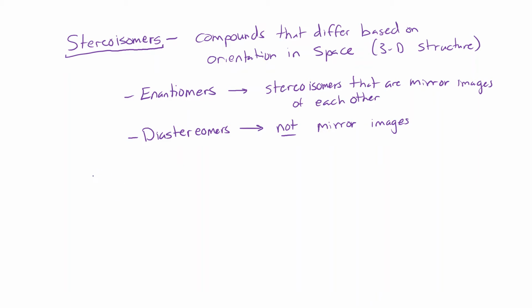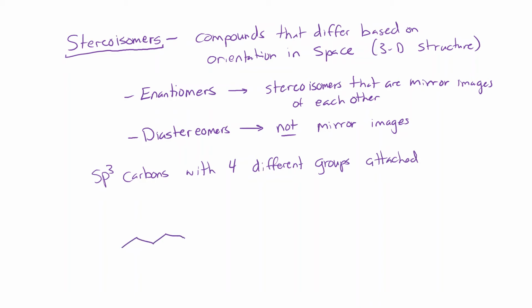Right? So we look for sp3 carbons with 4 different groups attached. Right. So let's do an example. We're going to look at 3-methylhexane. 1, 2, 3, 4, 5, 6, and I'm going to put a methyl group down here, and I'm going to make this methyl group wedged. So this methyl group is coming out of the screen at you. The hydrogen is going back into the screen away from you.